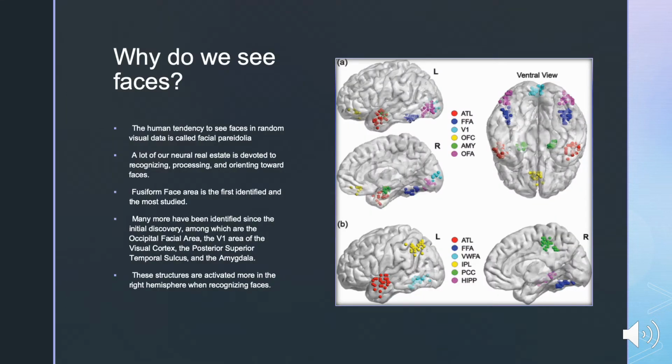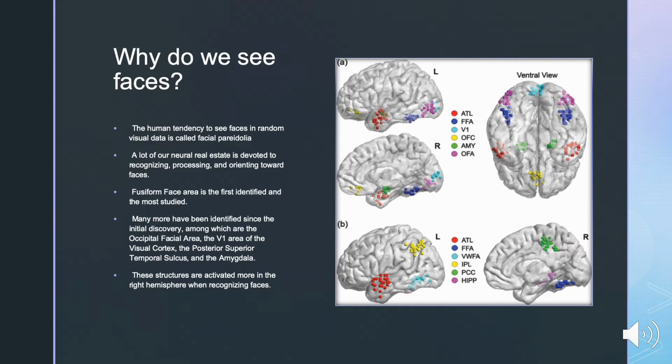The human tendency to see faces in random visual data is called facial pareidolia. A lot of our neural real estate is devoted towards recognizing, processing, and orienting towards faces, which is why this tendency seems to be so common in humans.